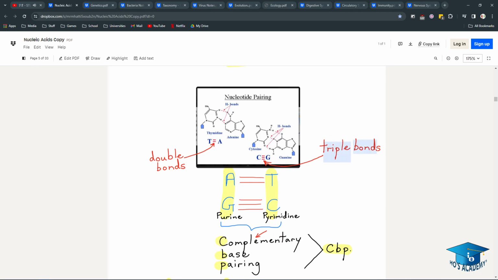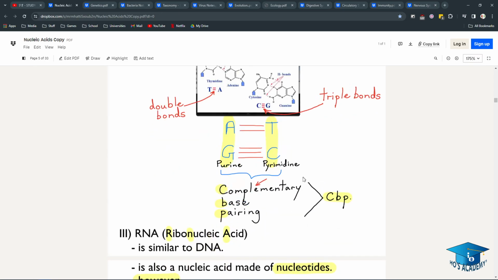So there are triple bonds between cytosine and guanine, and there are double bonds between thymine and adenine. I remember it by saying GCAT, GCAT, G and C, the triple bonds, A and T, the double bonds, in decreasing order. And this is complementary base pairing. If you're describing it in a write-up, I would write complementary base pairing once, in brackets put CBP, and then you can just use CBP inside, because this is a commonly recognized little acronym.